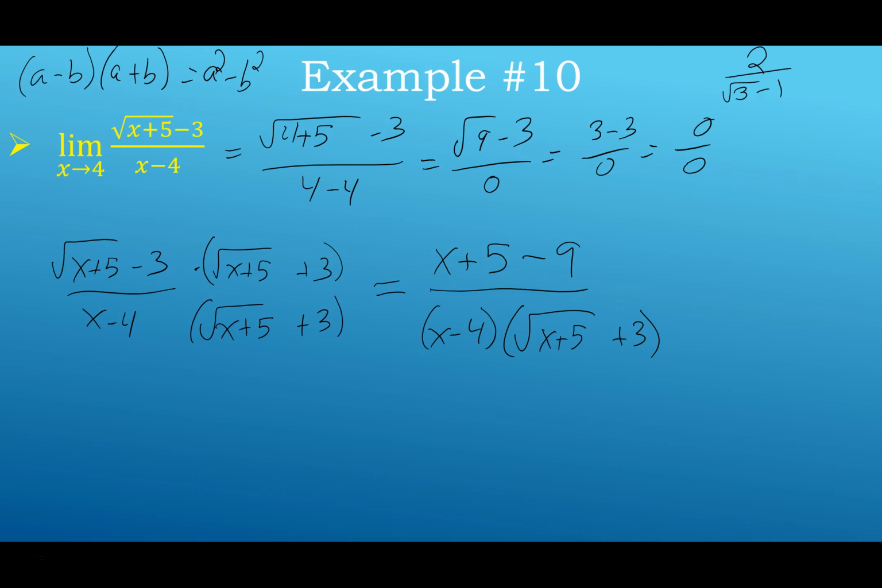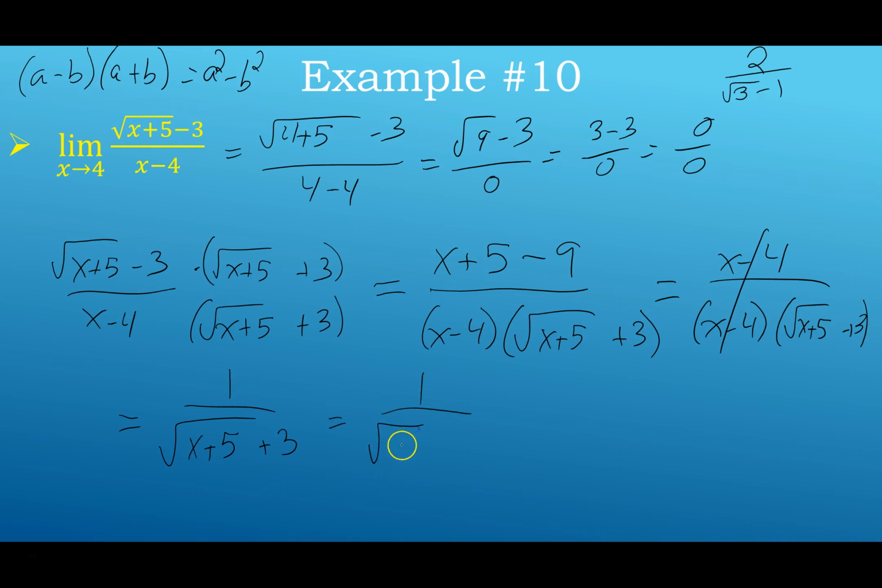Because when I combine like terms up top, 5 minus 9 is negative 4. And lo and behold, we notice we have an x minus 4 expression, now both on top and bottom, meaning they cancel, leaving just 1 over the conjugate expression, square root of x plus 5 plus 3. Now when I plug in 4 for x, I'm no longer going to get 0 over 0. Now I'm going to get a much nicer term. I am going to get 1/6 for this particular problem.